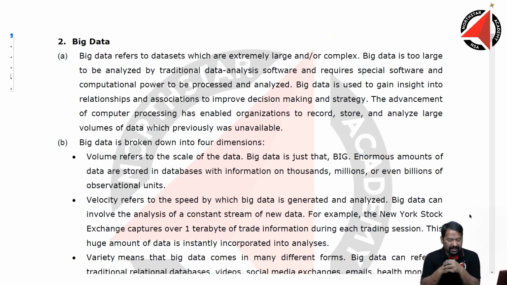Big data is used to gain insight into relationships, patterns, and consumer behavior, so that some relationship can be established, some pattern can be established, and that can be used for better decision making, increasing sales, and better matching with the customer's purchase pattern or consumption requirement.